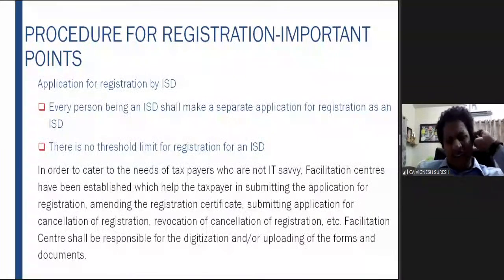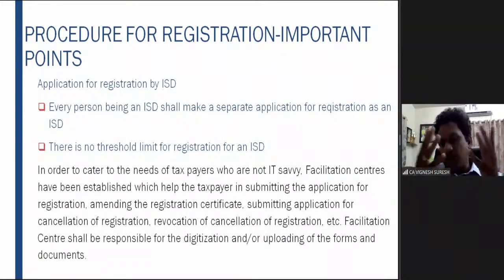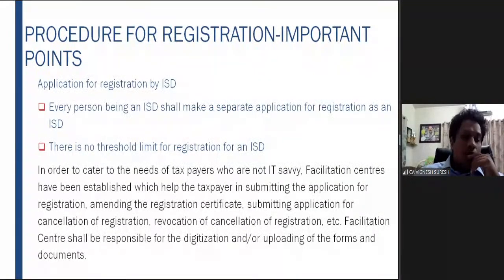And then this GST registration, for people who are not very IT savvy, who are not very tech savvy, various facilitation centers are also established where the taxpayer can go to that center and submit the application for amendment, cancellation, revocation of cancellation. All these facilitation centers will be responsible for uploading of the respective forms and documents.